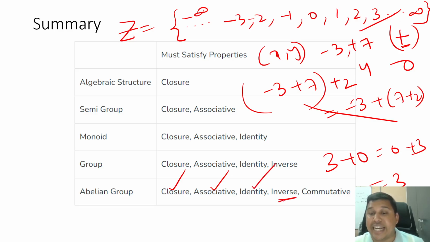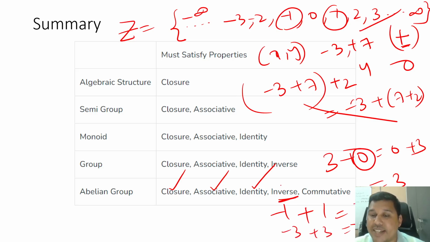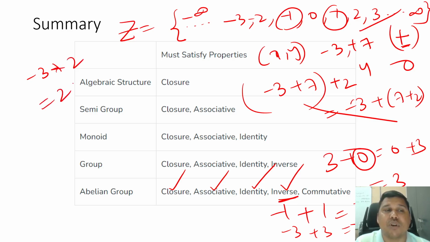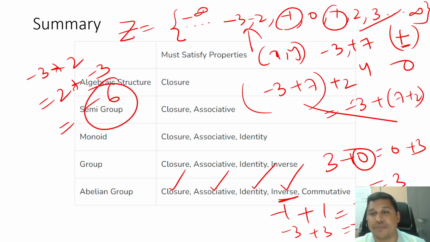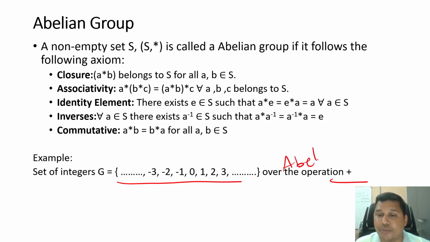It satisfies identity. Inverse: if you choose an element, it should yield an inverse. Yes, it is possible, because if you take -1 and 1, -1 plus 1 gives 0. -3 plus 3 gives 0. Therefore, it satisfies the inverse property. Commutative is very simple. Commutative means -3 times 2 is equal to 2 times -3, and that result -6 should also belong to the original set. Yes, it belongs there. Therefore, we could say that the example I discussed, the given set of integers, minus infinity to plus infinity, over the operation addition, is an abelian group, because it satisfies all the properties.